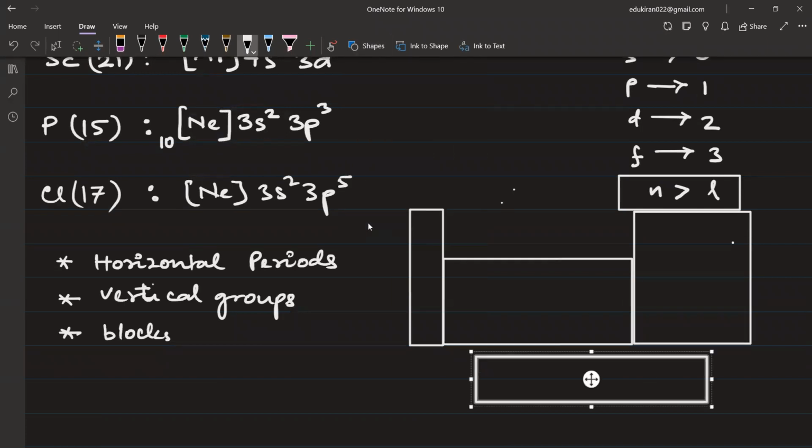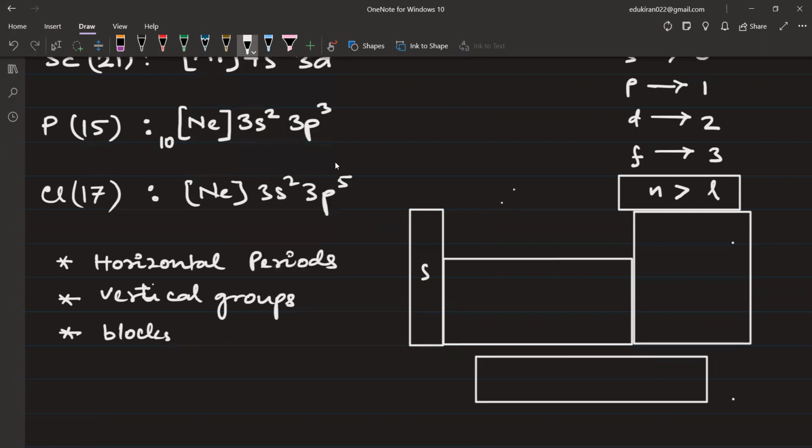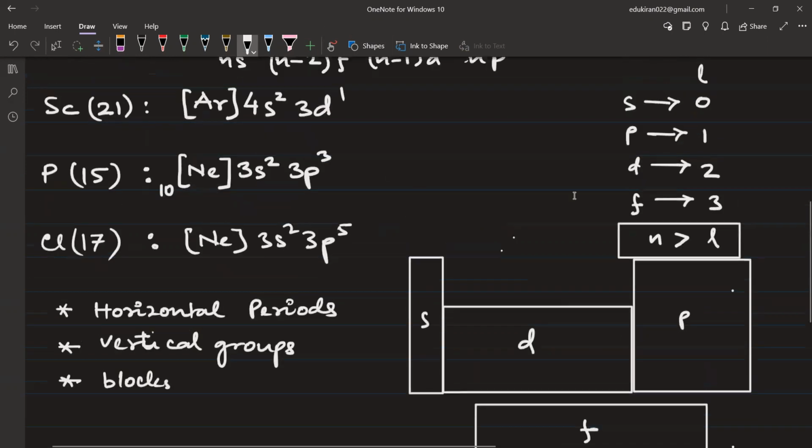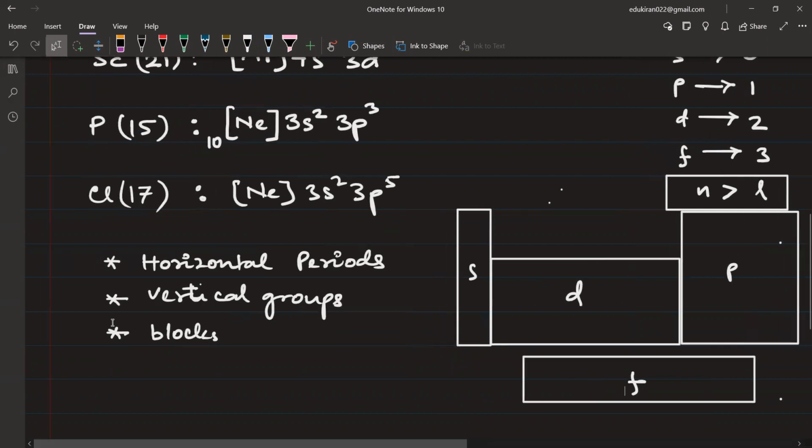This is somewhat what our modern periodic table looks like. This part here is known as the S block. This is the P block, this is the D block, and this is the F block. These are the different blocks. We'll also learn why this is known as SPDF and what the relation is between SPDF and the blocks. First of all, we'll try to identify the period number.